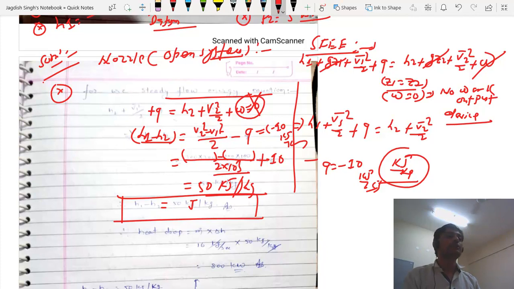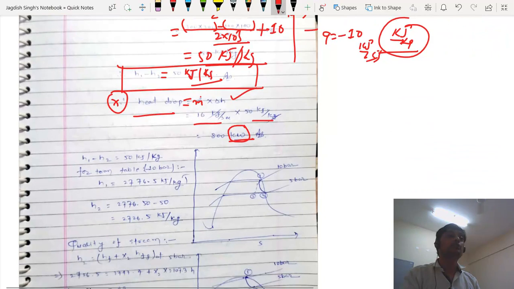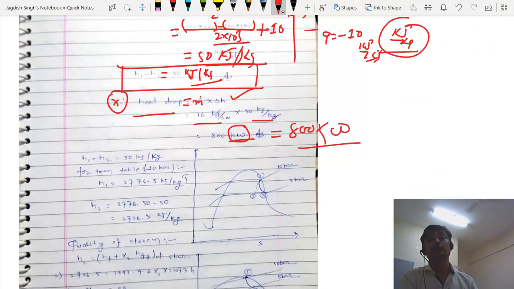Okay, so finally this heat drop is equal to, because we have to convert in kilowatt, here this unit is in kilojoule per kg. This is heat drop in kilojoule per kg. So finally we have to convert in kilowatt. This is equal to mass flow rate into del H. Mass flow rate is given, and del H we have calculated, this is 800 kilowatt. That means in this nozzle, this heat drop is equal to 800 kilowatt. This 800 kilowatt of heat is dropped during this expansion process.